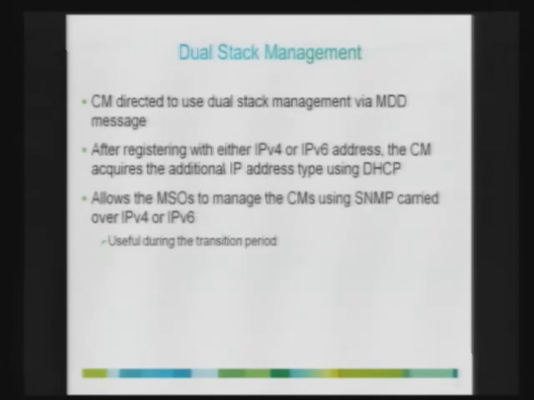I think we already talked about dual stack management. Whether the cable modem needs to go with dual stack management is decided by the CMTS, and it will indicate that in the MAC domain description message, by specific settings in the MDD message, which goes out periodically from the CMTS. First of all, it will register in either IPv6 or IPv4 mode. After completing the registration, it can try to acquire the other version address. Typically useful during the transition periods, as I mentioned.